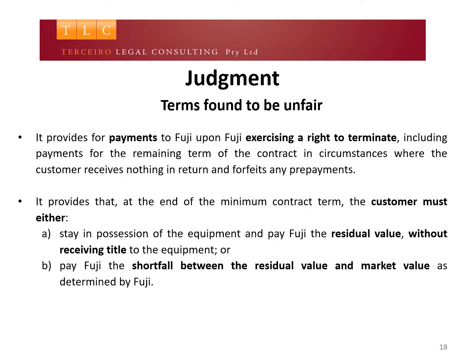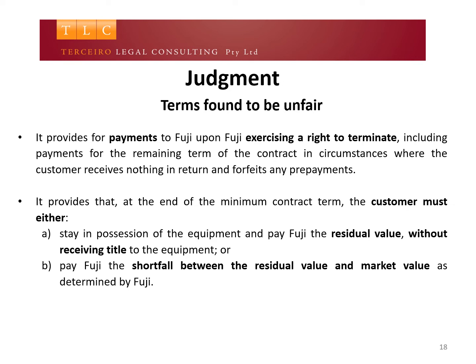Then there was also a term that provided for payments to Fuji upon Fuji exercising a right to terminate the agreement, which extended to paying out the remaining term of the contract. So if Fuji exercised a right to terminate, the customer could be liable for the remaining period of the contract, but also the customer could forfeit any prepayments which they had made.